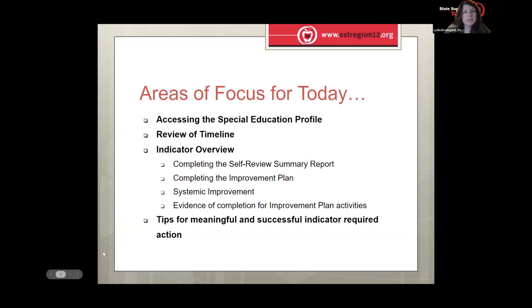The areas of focus for today so that we just know what we're going to be going over. We're going to go over accessing the special education profile, which I think both of you have already walked through because we've done a little work already. Review of the timeline, which we know some of your timeline has passed. I know you've already done some work. And then indicator overview. We're going to unpack some of that, completing the self-review summary report, completing the improvement plan, systemic improvement, and evidence of completion for the improvement plan activities. And then just finish up with some tips for meaningful and successful indicator required actions and our next step planning.